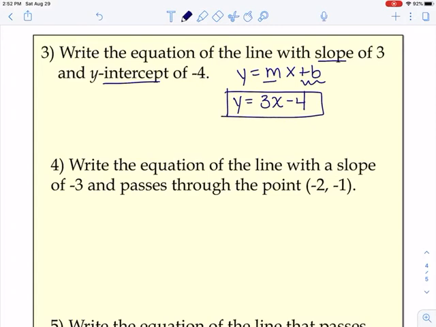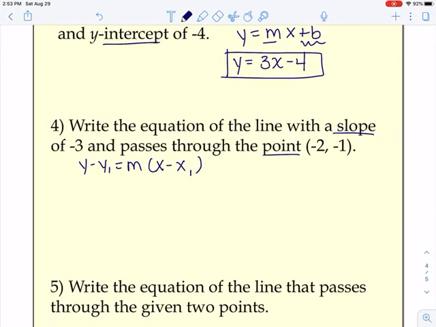For number 4, I want to write the equation of the line with a slope of -3, and it passes through the point -2, -1. Okay, so this time I'm given a slope and a point. So instead of using the form that we used above, we're going to use the point slope form. And again, point slope, it's the one we tend not to remember the most. So every time that we use it, we'll write it down just so we remember. It's y minus y1 equals m times x minus x1.